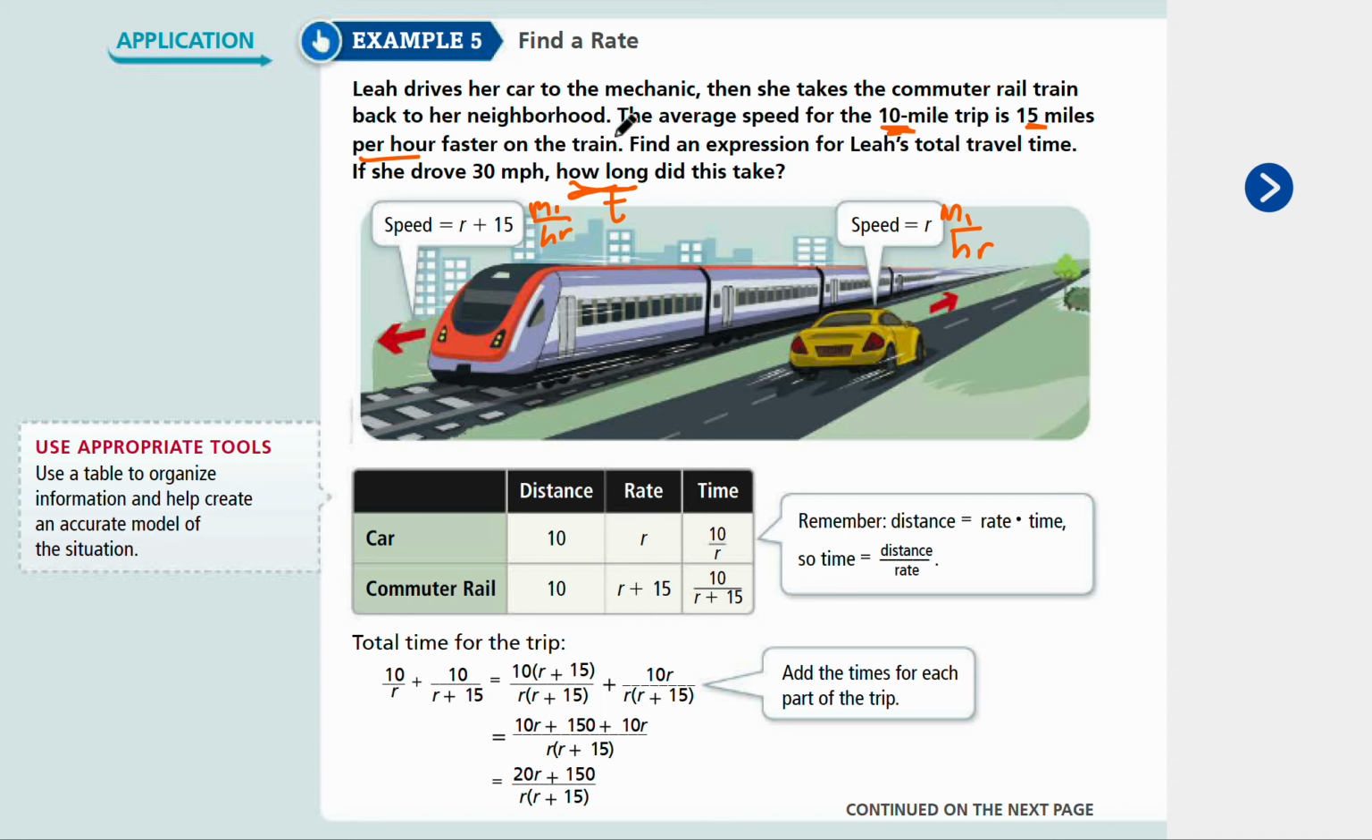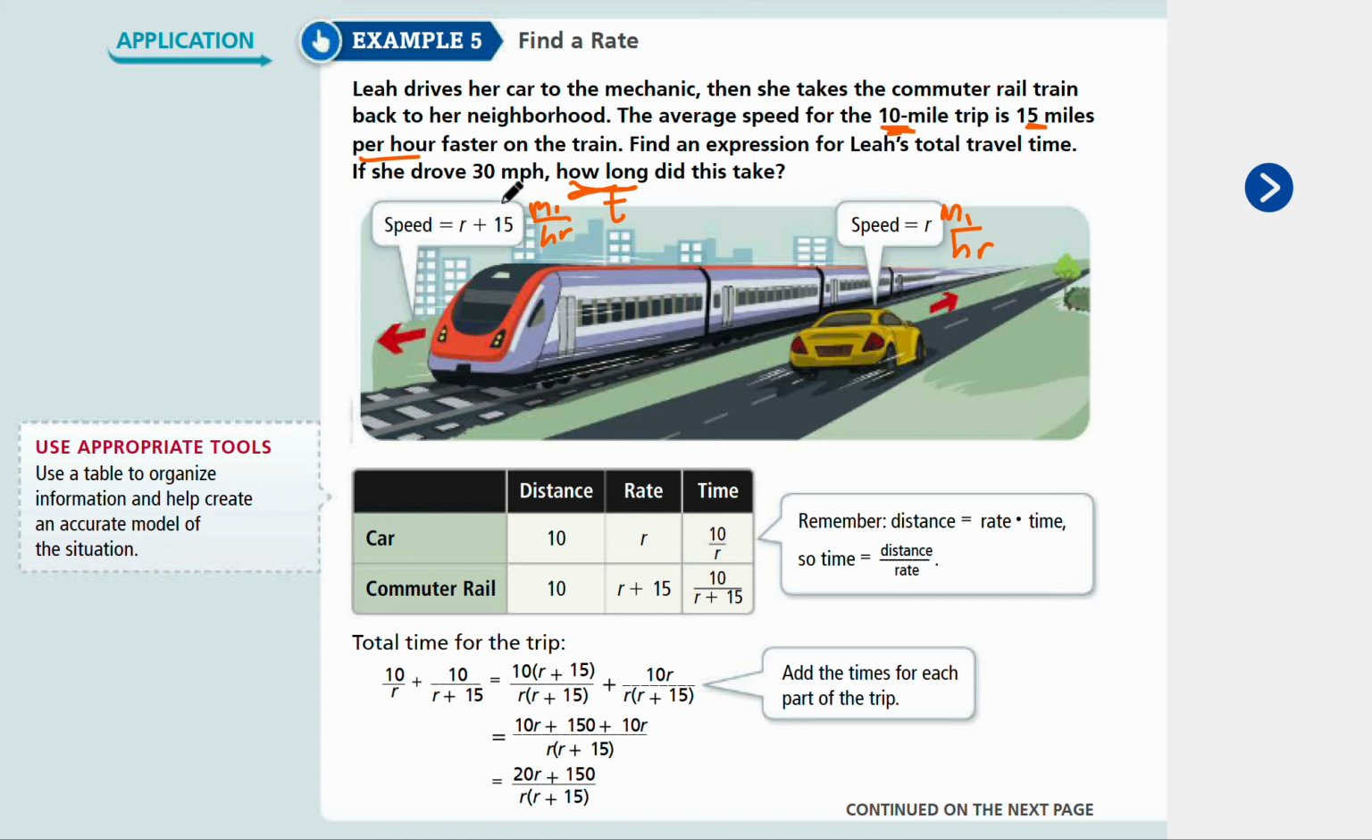So the total should be this expression plus this expression. So 10 over r plus 10 over r plus 15. And we know how to add the rational expressions. So find the LCM and then multiply the numerator by the factor that you have to multiply by, and then simplify, and you can figure the answer out by plugging in 30 miles per hour.